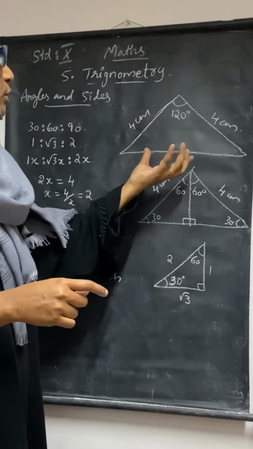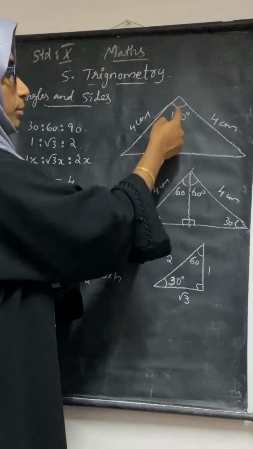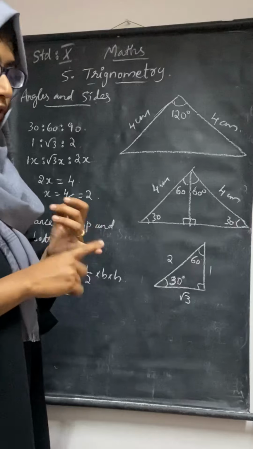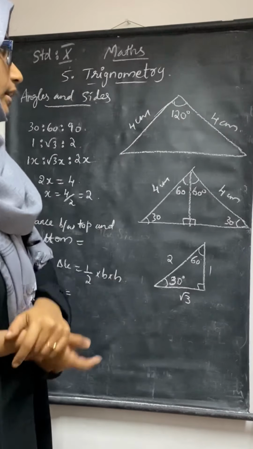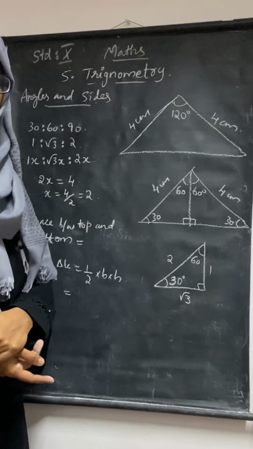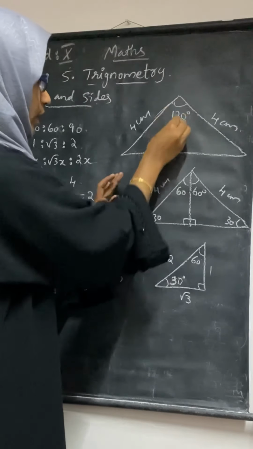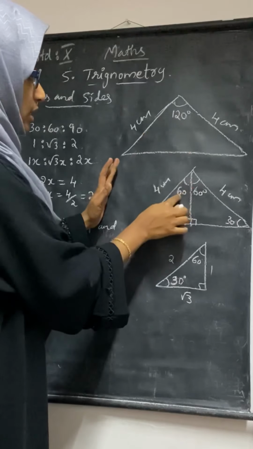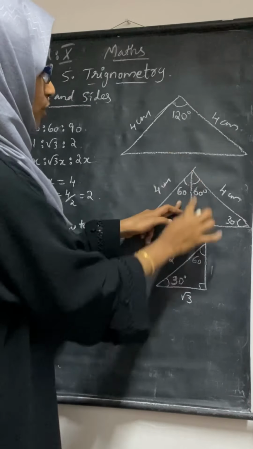So half into b into h means base is not given here, height also not given. Height only that is asking, distance from the top to bottom. So for this, what you have to do? We know the triangle 45, 45, 90, 30, 60, 90. But here 120 degree is given. But we can make that triangle into that way by drawing a perpendicular line. Perpendicular line, if you draw, this will be exactly half. 120 half is how much? 60, 60. When I draw the line, it becomes 60, 60, and here it forms a 90 degree.